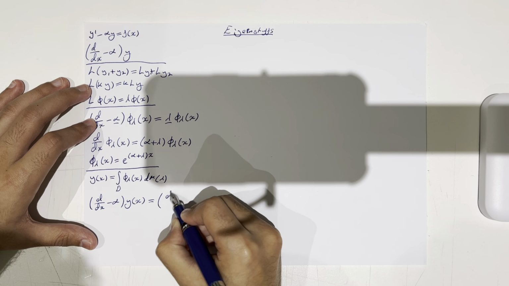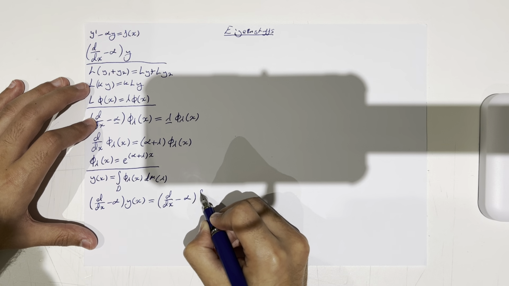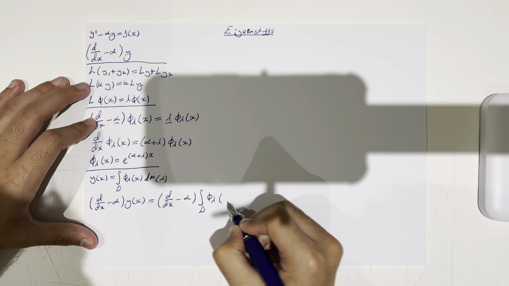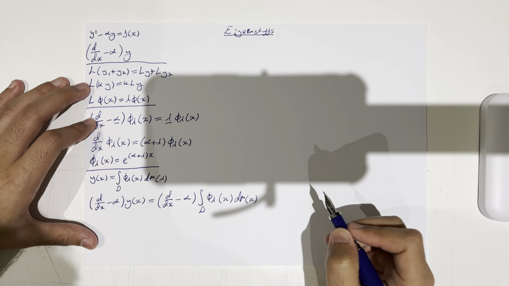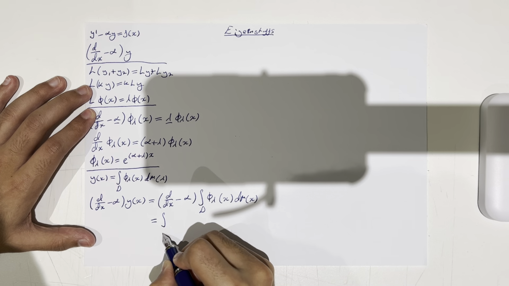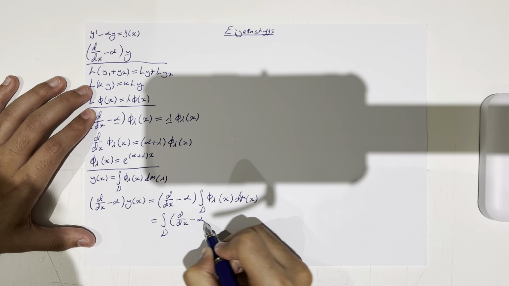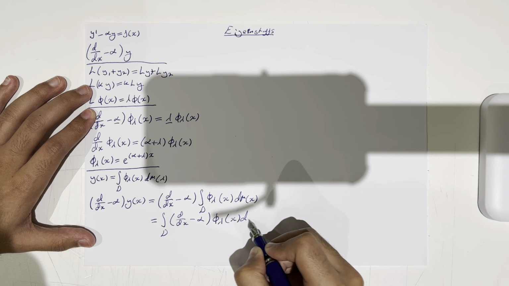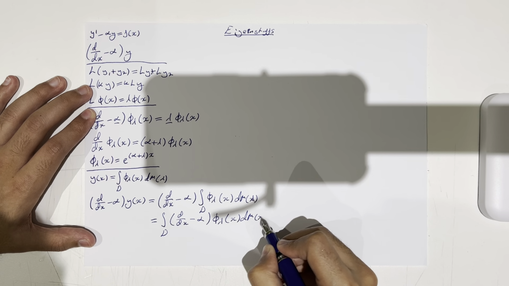I will write it out in full though. d over dx minus alpha of the integral over D of phi sub lambda of x d mu of lambda, which then equals the integral over the domain D of d over dx minus alpha applied to phi sub lambda of x, d mu of lambda. Pardon, I wrote d mu of x, I meant d mu of lambda.